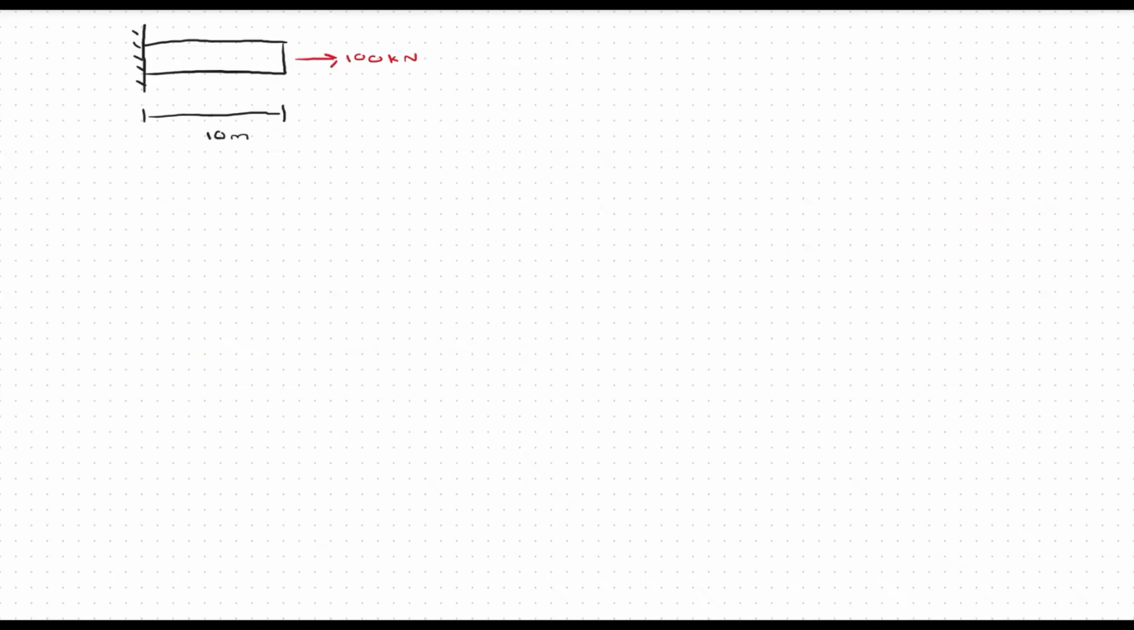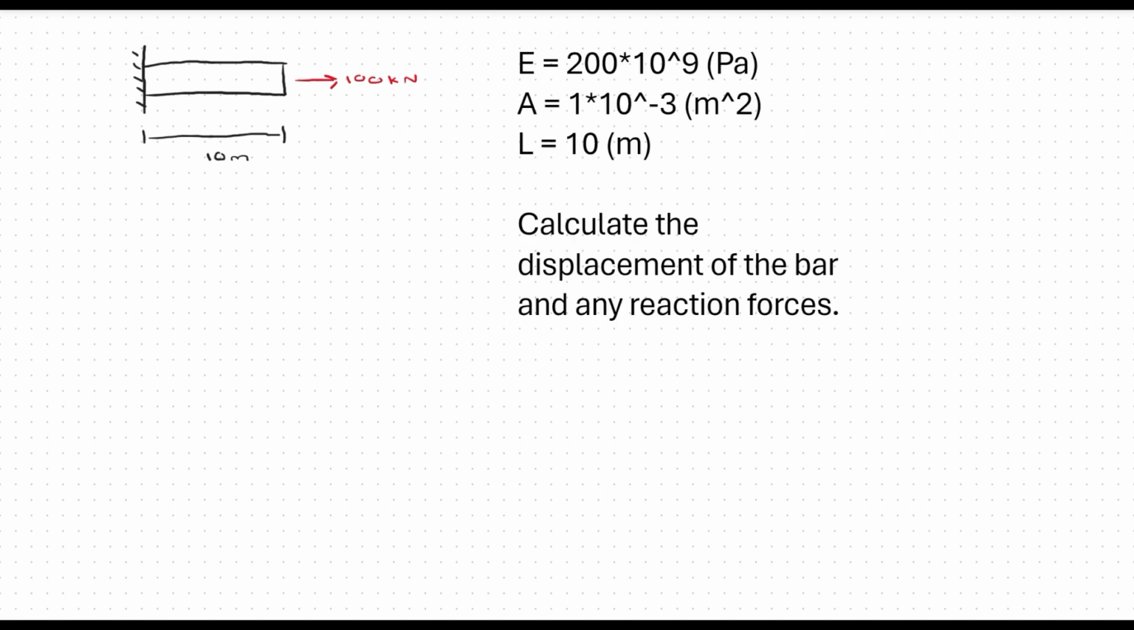Consider a simple one-dimensional bar element 10 meters in length under axial load, fixed at one end and subjected to a force of 100 kilonewtons at the other. The question goes as follows. Calculate the displacement of the bar and any associated reaction forces. The structure's properties are as follows. Its Young's modulus is 200 gigapascals, its cross-sectional area is 0.001 meters squared, and its length is 10 meters.